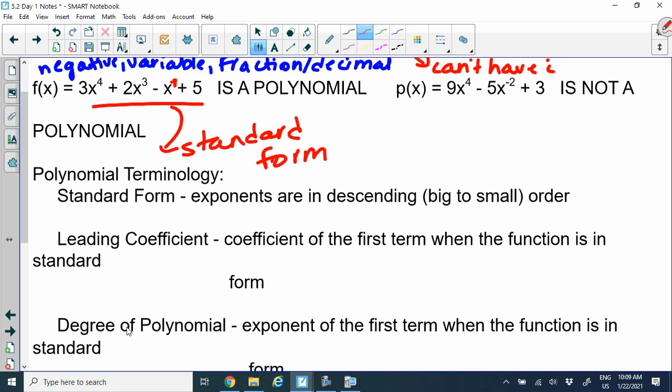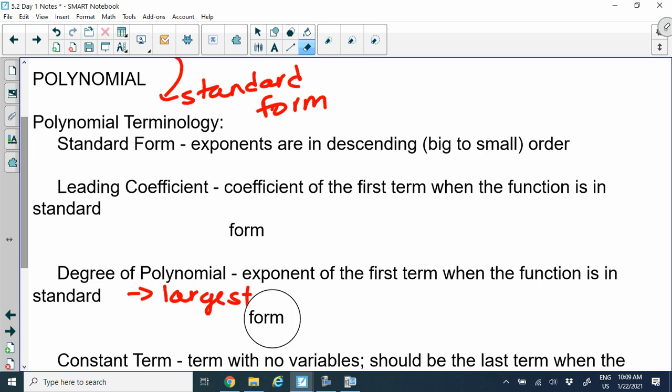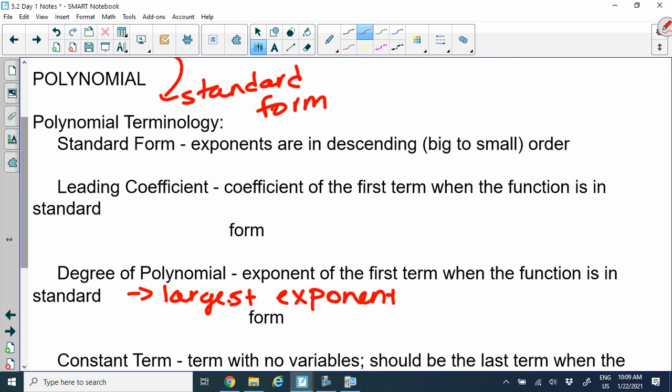Now the degree of a polynomial is the exponent of the first term when the function is in standard form. So in this problem, our degree is going to be 4 because, first of all, that's the largest exponent. Another way you can say this is that it's the largest exponent in standard form. So 4 is our largest or highest exponent.